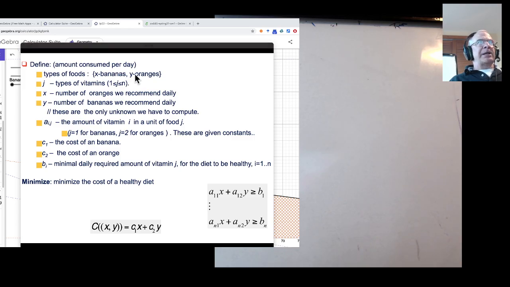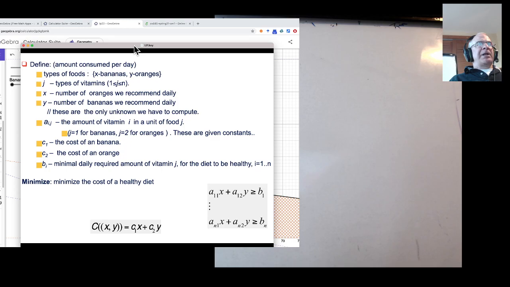Okay, types of food. Right here I have just X and Y, so my problem is a two-dimensional linear programming. I have only two variables, two unknowns. I have n types of vitamins, j between 1 and n. X is going to be the number of oranges that I recommend daily. Y is going to be the number of bananas, both.